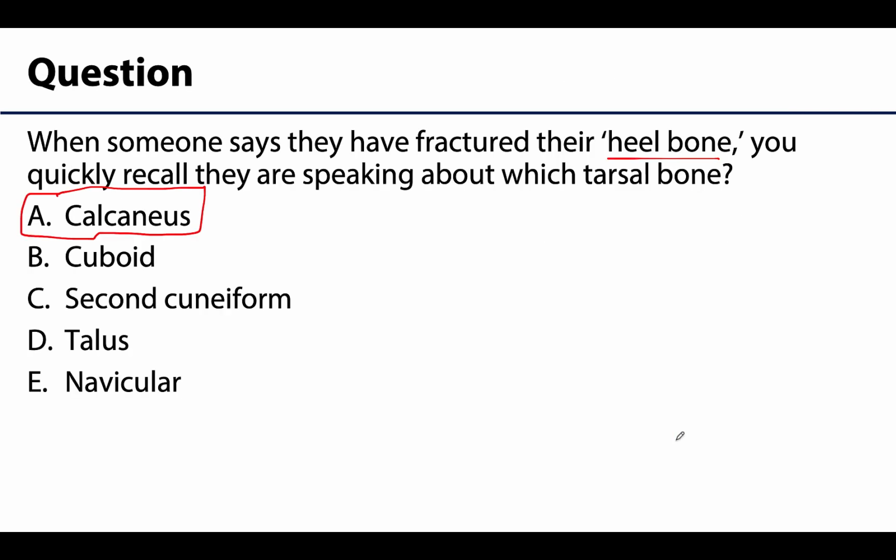All right, great work here. We are going to move into the joints of the lower limb, and I can't wait to get into that.